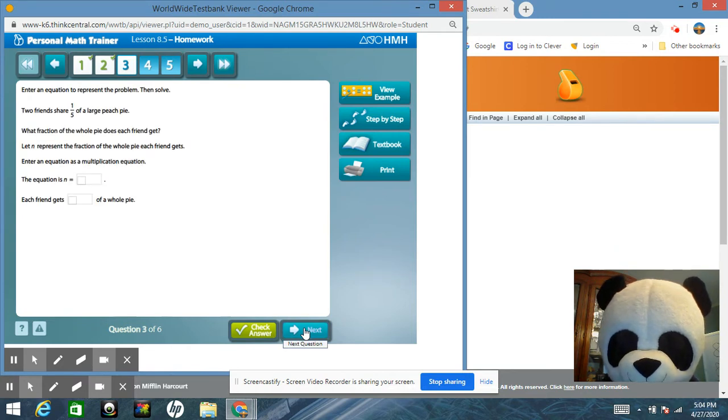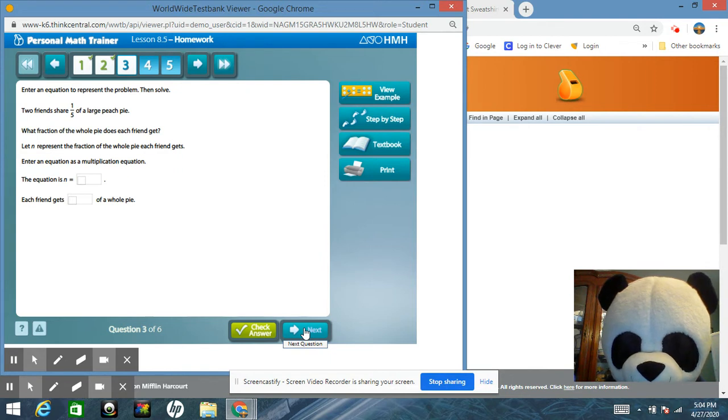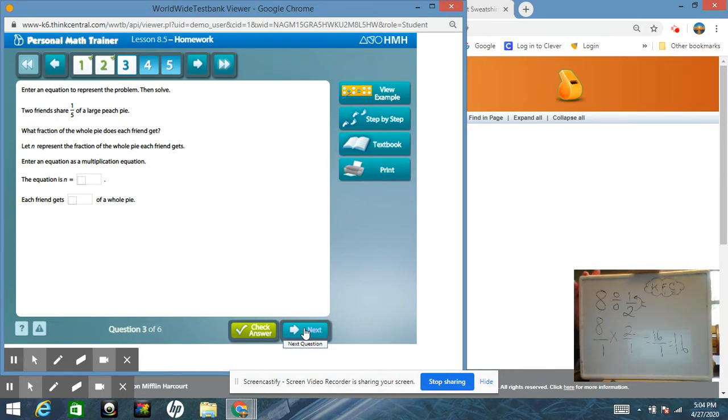Now this next one, they're asking a little bit something different. They're asking you for the equation actually. So 2 friends share 1/5 of the large pie. What fraction of the whole pie does each friend get? So if I'm taking 2 friends and I'm telling what they're sharing, 1/5 of the pie, this is what I need to do to solve that. I have my 1/5. And who's sharing it? I'm dividing that into 2 friends.